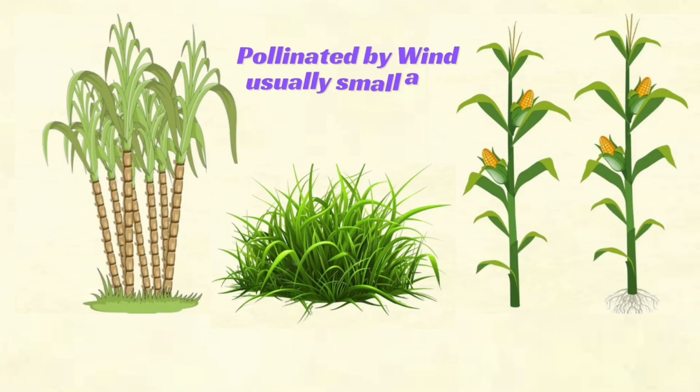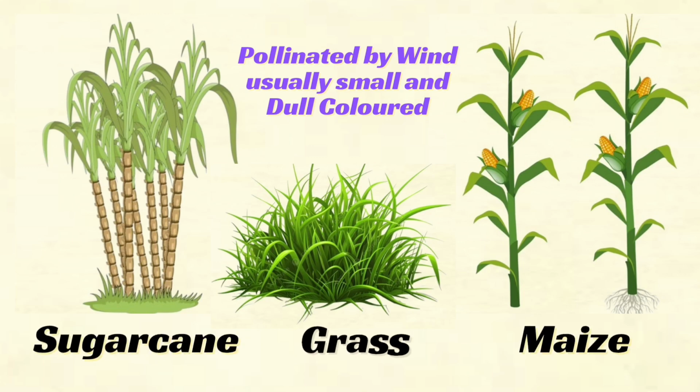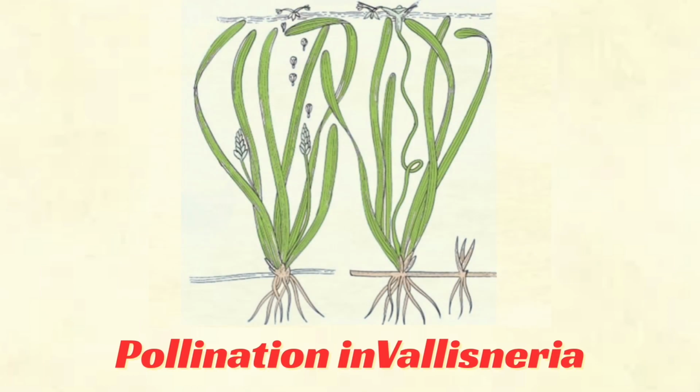Flowers that are pollinated by wind are generally small and dull colored. They produce a large number of dry and light pollen grains. For example, sugarcane, maize and grass are common examples of wind pollinated plants.